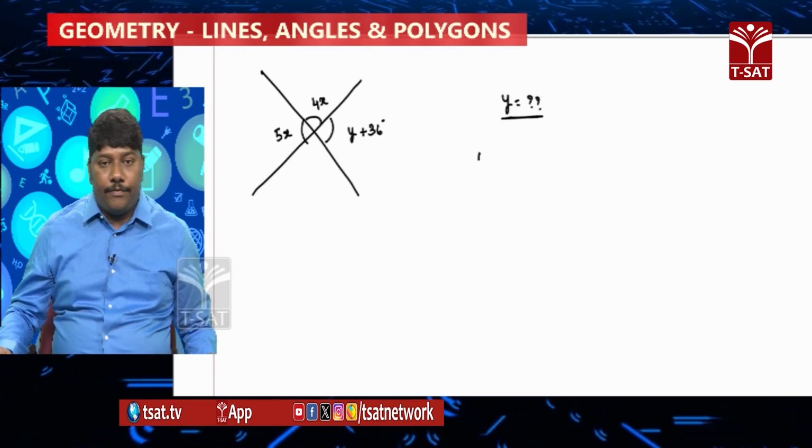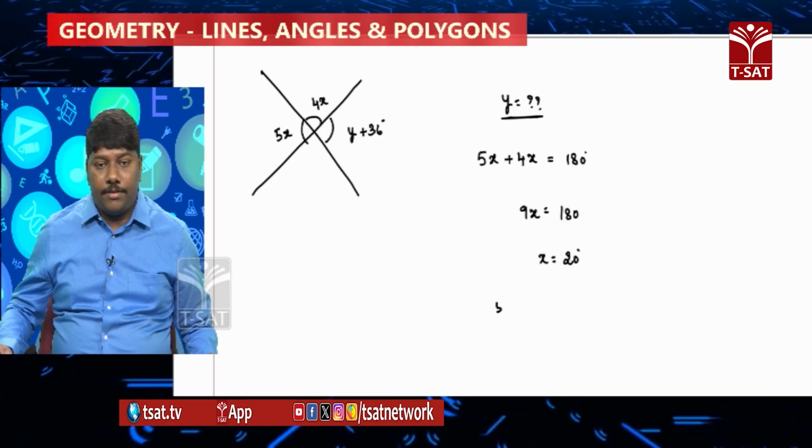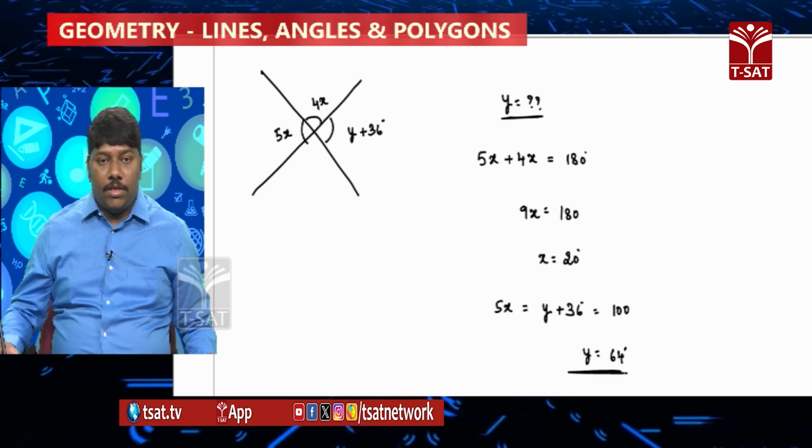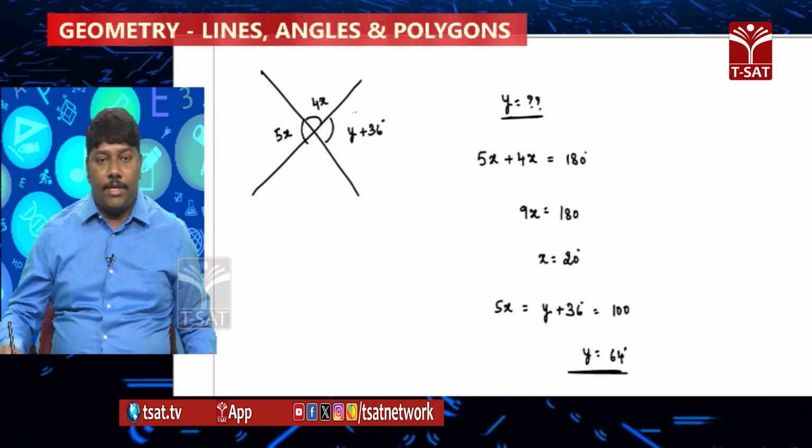From this you can say 5x and 4x form a linear pair, which means they form a straight line. The angle is 180 degrees. 9x is equal to 180 degrees. x is equal to 20 degrees. When x is 20 degrees, 5x is 100. We know vertically opposite angles are equal, therefore 5x is equal to y plus 36, which is equal to 100. Therefore angle y is equal to 64 degrees. So here the properties used are that vertically opposite angles are equal and a straight line makes 180 degrees of angle. Both we have used.